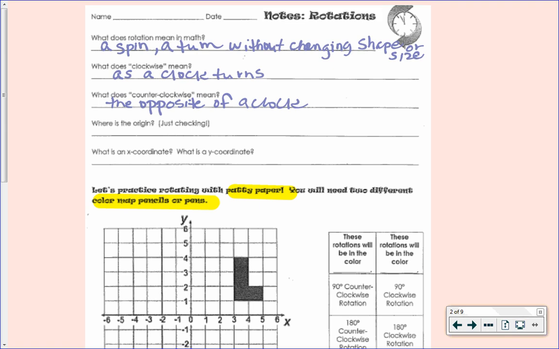Just checking, where's the origin? Where are the coordinates? 0, 0. Good. 0, 0. Okay, that's where we're going to make rotations about the origin, just like the center of dilation was the origin. What is the x coordinate and the y coordinate? Usually we write our order this way: x value is first, your y value is second.